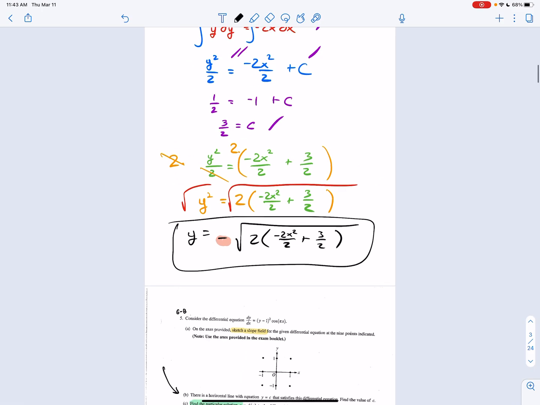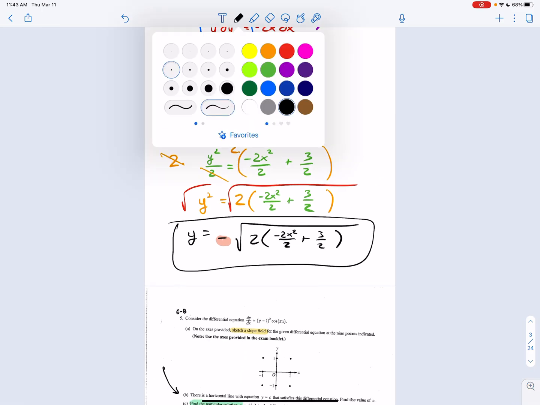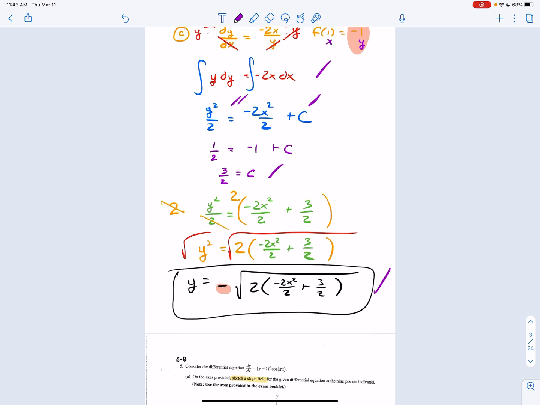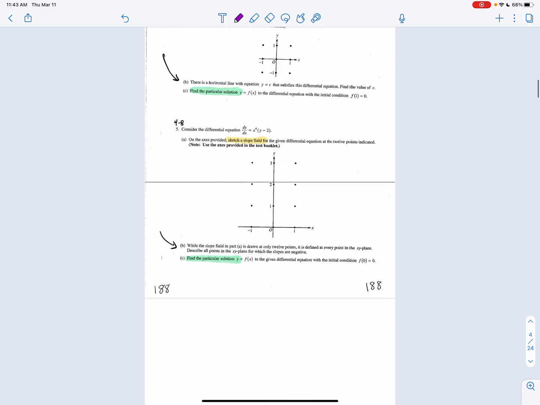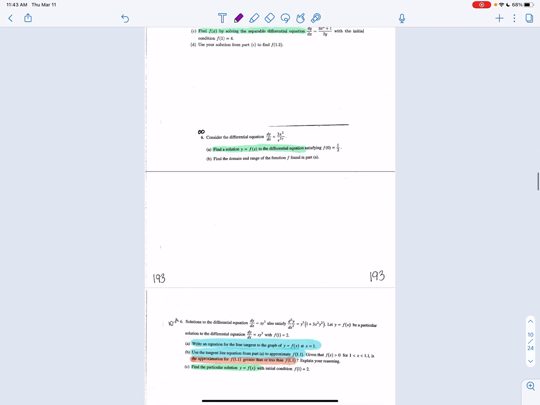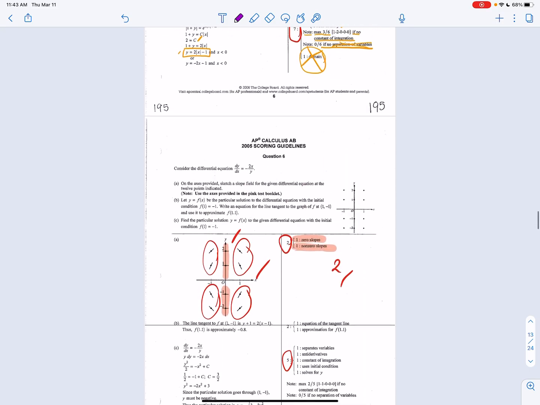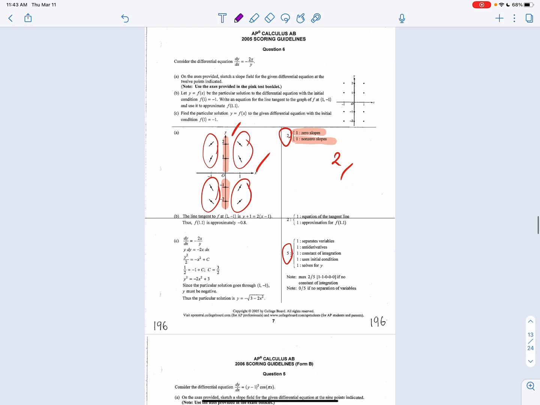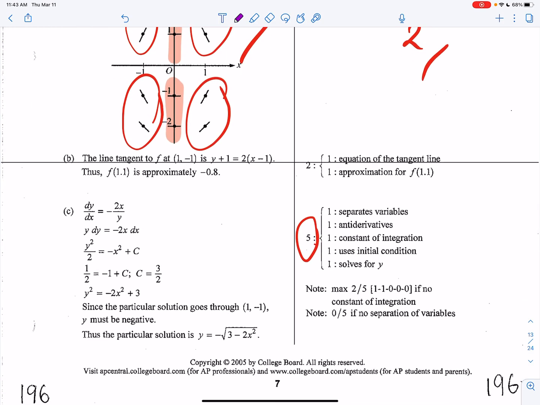Okay? And then I think you'll get another point there. So that's a total of 1, 2, 3, 4, 5. I'm counting 6 tick marks, okay? So let's take a look at that scoring guidelines. I think it's right here. Okay, so they gave us 5. Not that far off, okay?